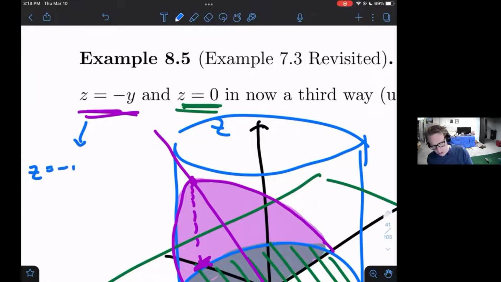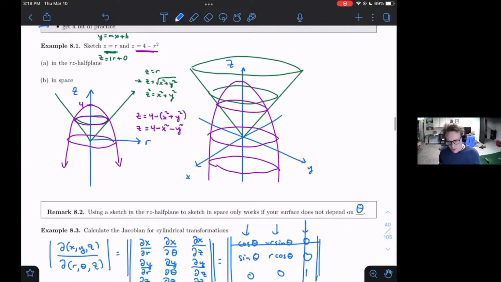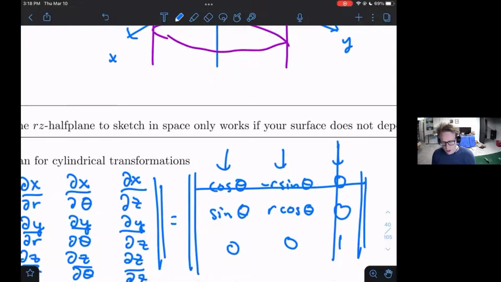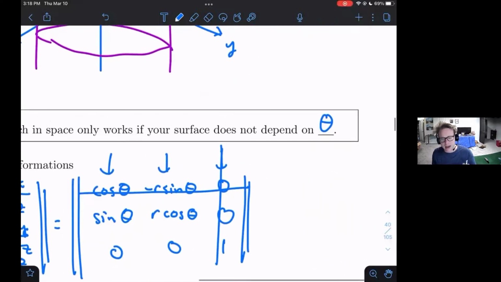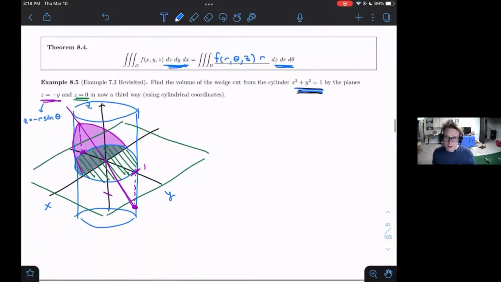we would have y is the same thing as r sine of theta. And because this depends on theta, remember, this will not be a good candidate for sketching in the RZ half plane. Using a sketch in the RZ half plane to sketch in space only works if your surface does not depend on theta. So if you were to try to use this, and I recommend it's a good idea to try it out, you'll see that you don't actually get the right picture here.